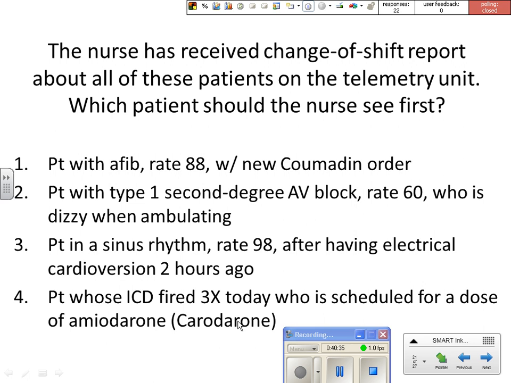Now, the ICD that fired 3 times today on this patient means that they're continually going into VTach or VFib. 3 times already, so you've got some problems. Probably this dose of amiodarone is going to have to be changed. They may have to go to the ICU. They may have a lot of other issues and other meds that have to be given, because he shouldn't be firing 3 times in 1 day. That's a very unstable dysrhythmia.